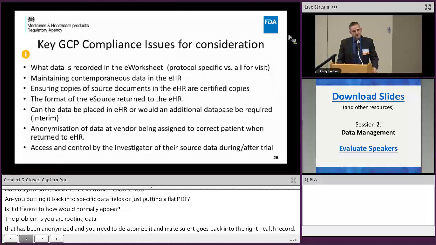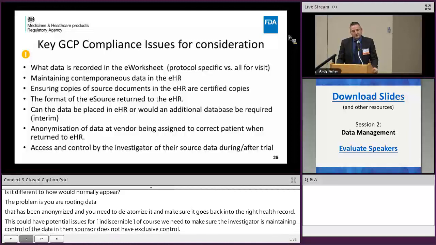Looking at some of those issues, it may be more appropriate that the source data in the CRF is for very trial-specific questionnaires and not for a lot of healthcare data that's collected as routine, or perhaps for phase one volunteer trials where there's no electronic health record for the data to be transferred to.